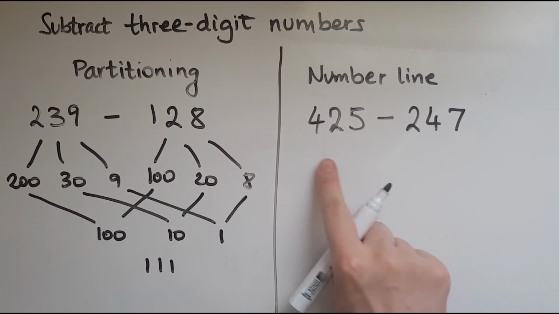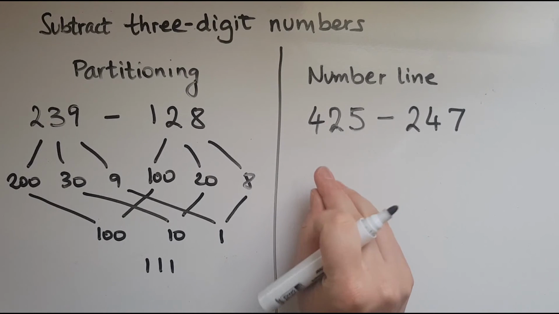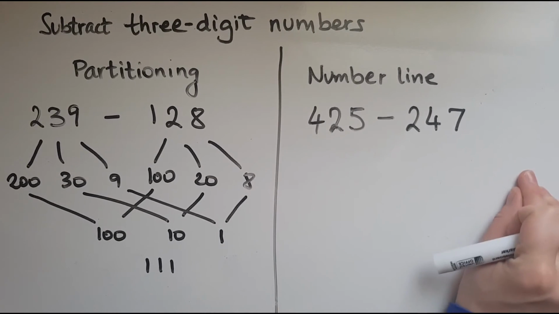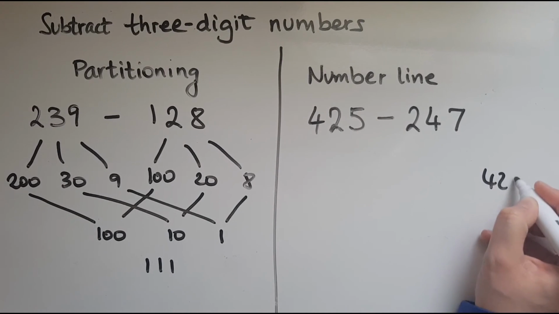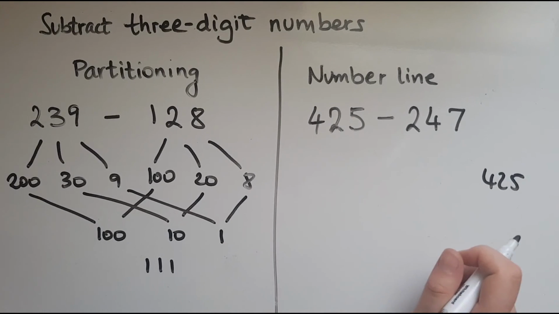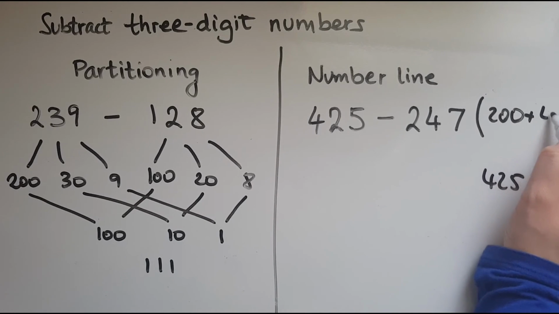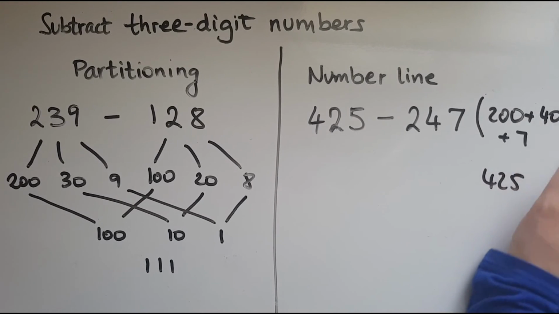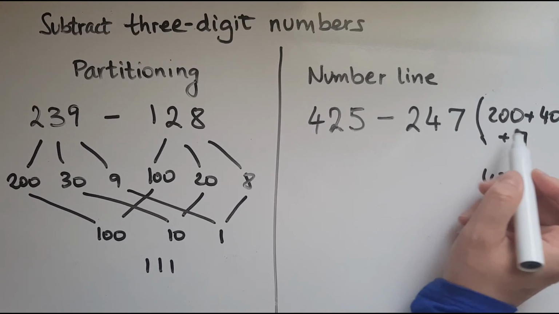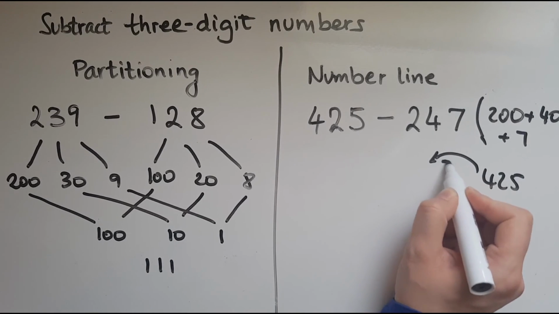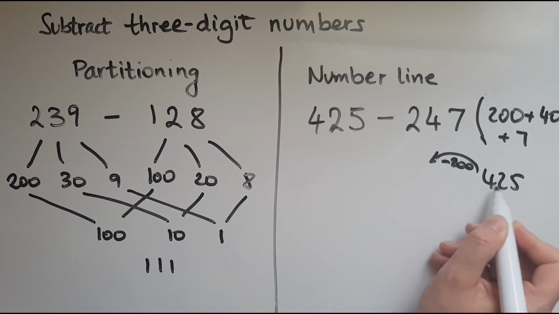With the number line though, you can do borrowing as well. So if you remember, when we did addition, we started off with a number here and then we added as we moved on. Since this is subtraction, I'll start with the total being here, 425, and I'll take away 247, which means taking away 200, taking away 40 and 7. So you could start with whichever you want. I'll start with 200, so I'll take away 200. So 425, 325, 225.